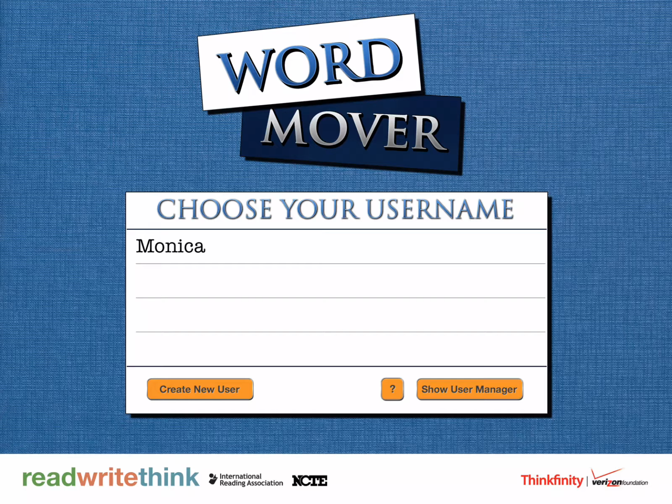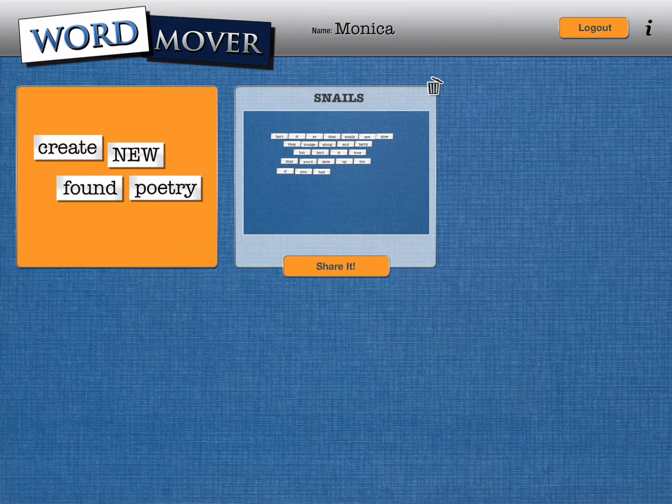And I am given a couple of choices. If I've never used the app before, I'm going to click Create New User and I'm going to put my name in there. If I have used the app before, my name will appear right there on the screen, and as you can see, there I am. So I'm going to open up my name and go into where my poems are located.